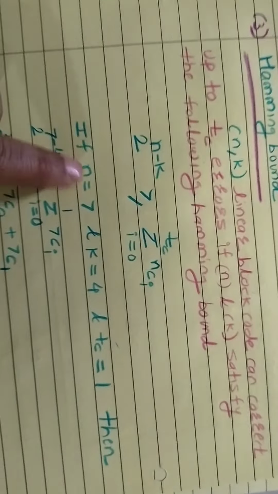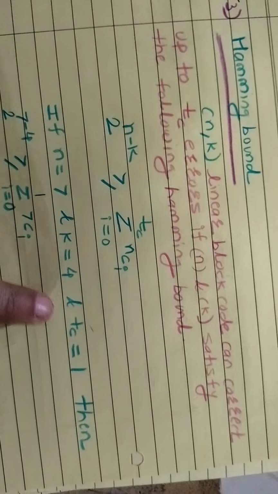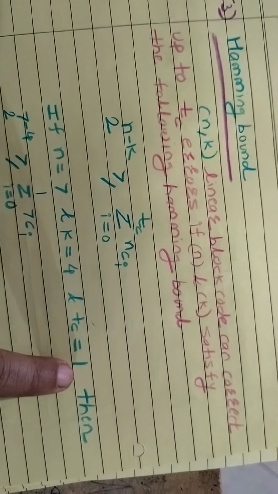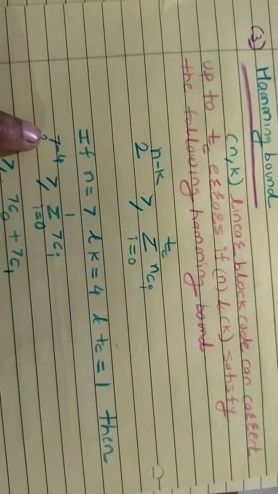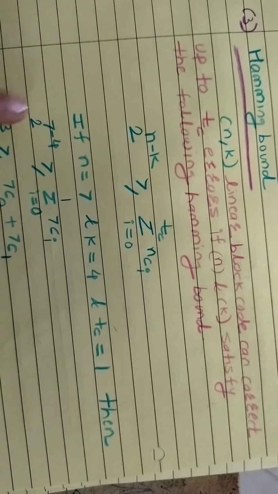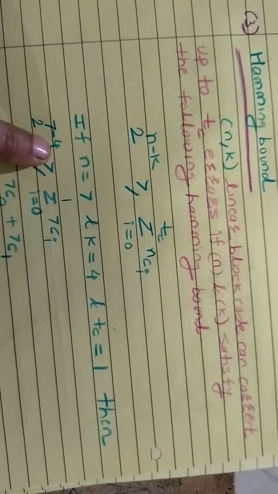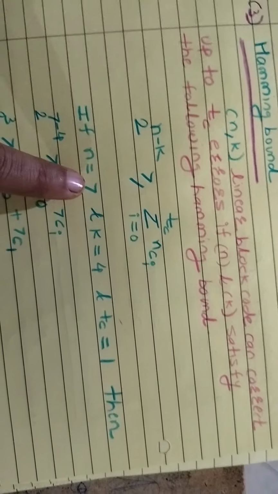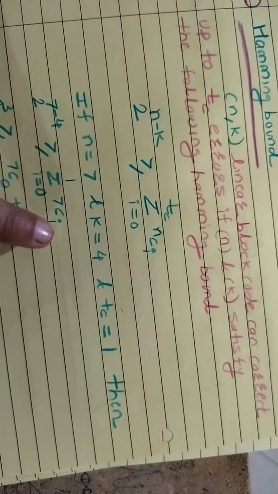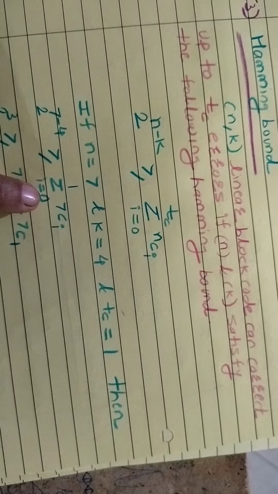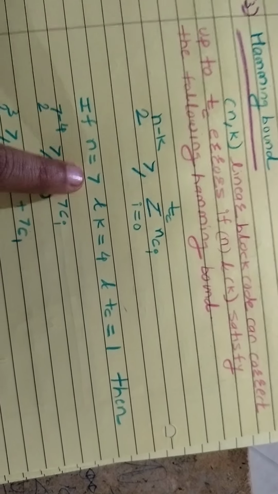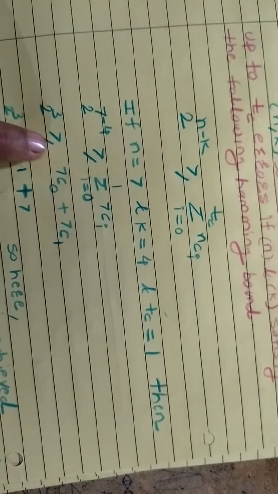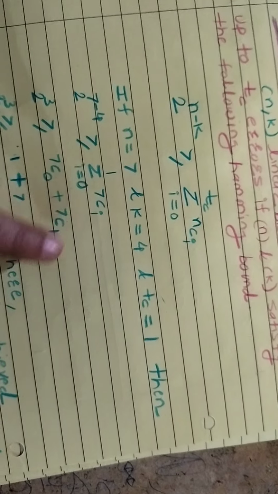So for example, if n equal to 7 and k equal to 4 and it can correct one error, then here we put all these values. So 2 raised to 7 minus 4, n is 7, k is 4, is greater than or equal to i equal to 0 to tc is 1, 7Ci. So you have to increase i from 0 to 1. So 2 raised to 3 is greater than or equal to 7C0 plus 7C1.